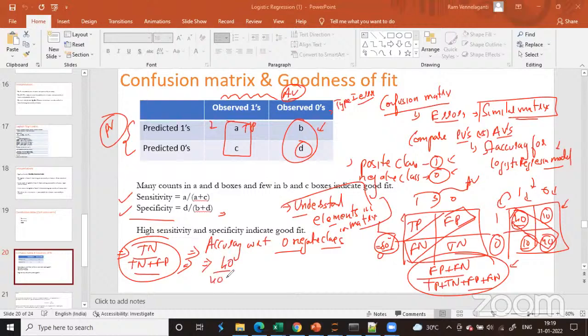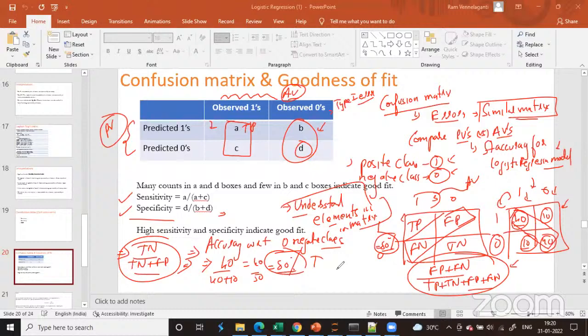So 40 by 40 plus 10, 40 by 50 is 80%. That is the specificity of your logistic regression model. It is 80% accurate when it comes to predicting your negative class observations. So the higher the specificity, the better it is for us. The higher the sensitivity, the better our model. The higher the specificity, the better our model.